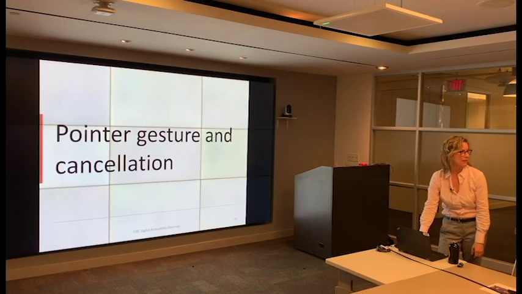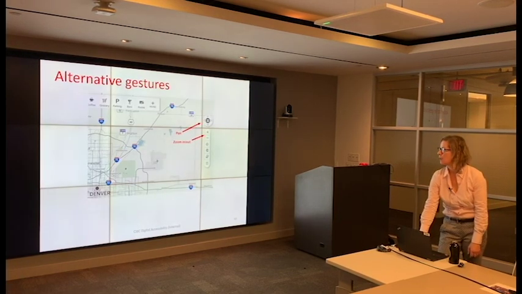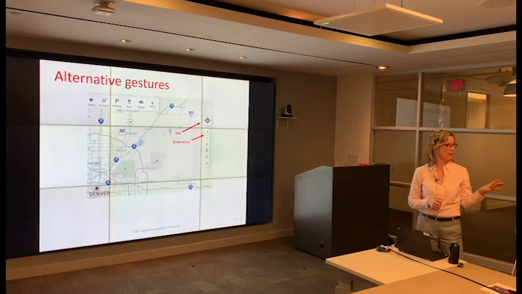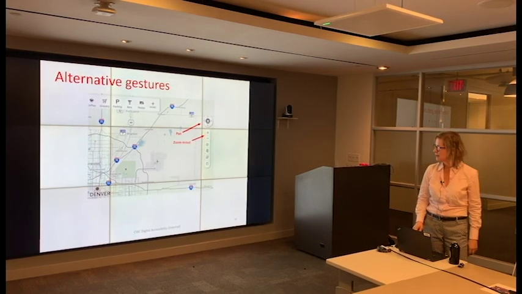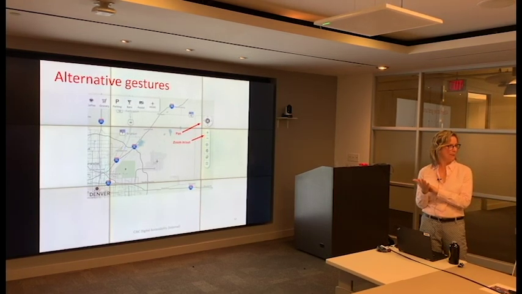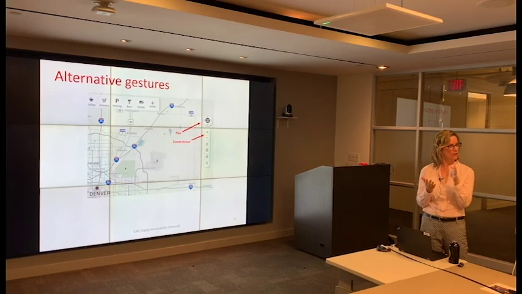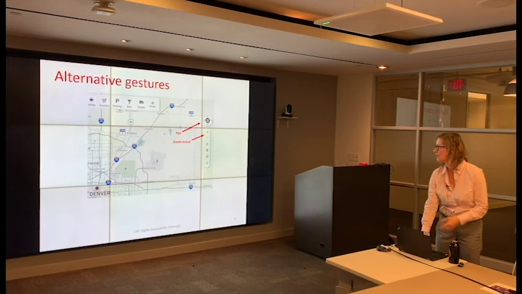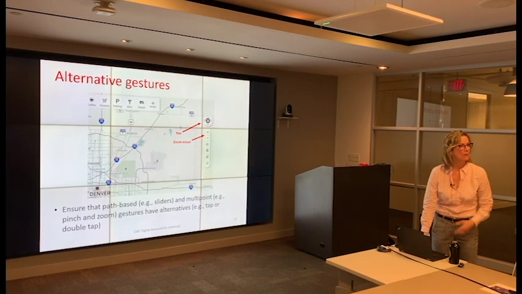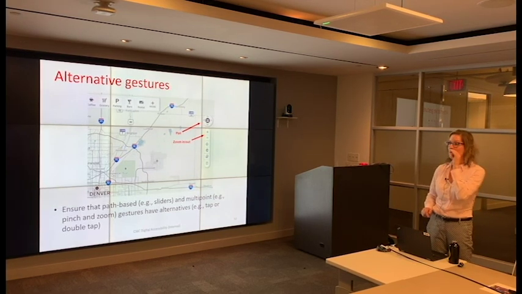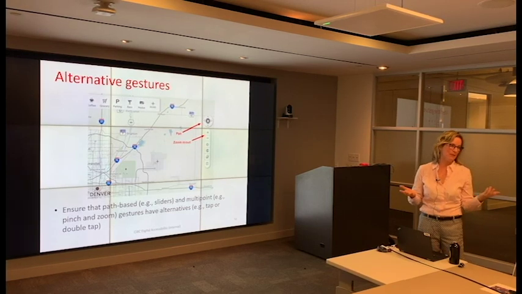So pointer gesture and cancellation. So there are actually a few new guidelines that came out with WCAG 2.1, and our team actually did a presentation on that, so some of you may know about some of this. But let's say you had a map on your phone, how would you zoom in on that map? Yeah, pinch and zoom, right? But what if you can't pinch and zoom? Oh, I'm sorry, double tapping. What if you can't do that either, for example, right?